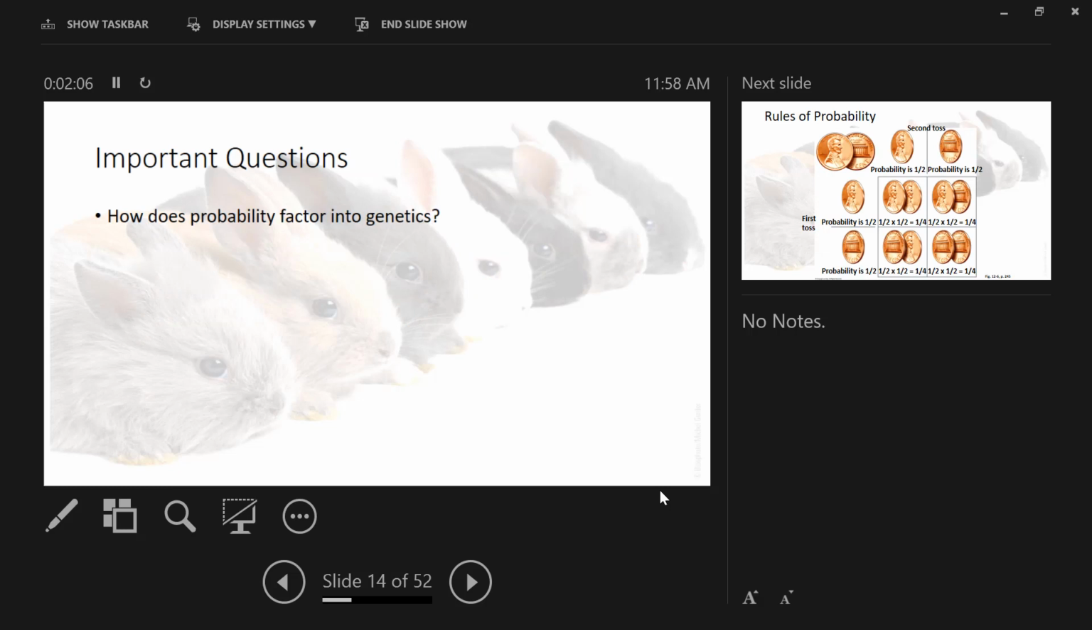Okay, so our next question that we need to deal with is this: how does probability factor into genetics? As we address this question, we're going to get an understanding of how we can figure out the probabilities of offspring carrying particular traits, regardless of what the particular traits are. All right.